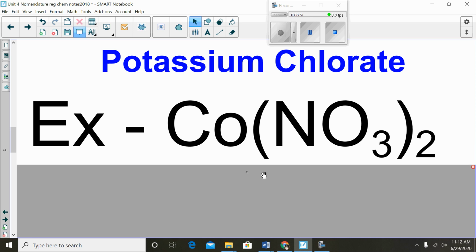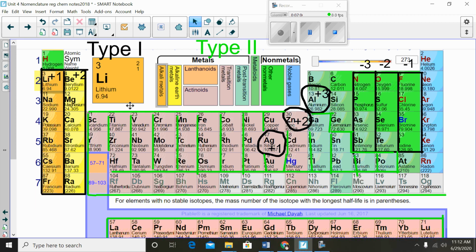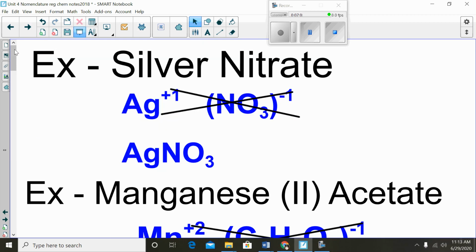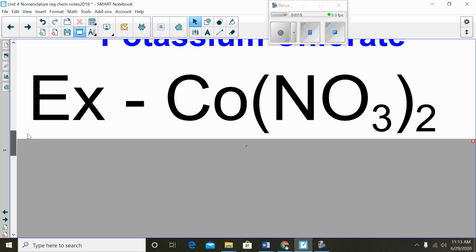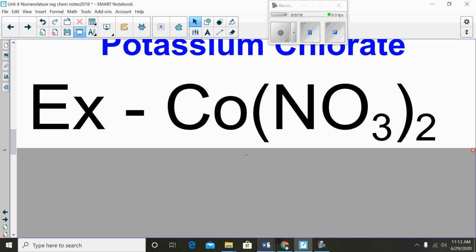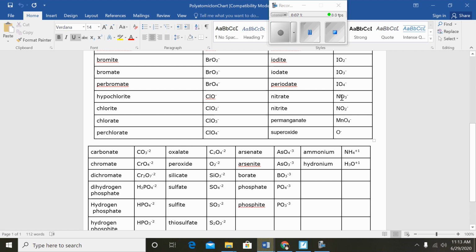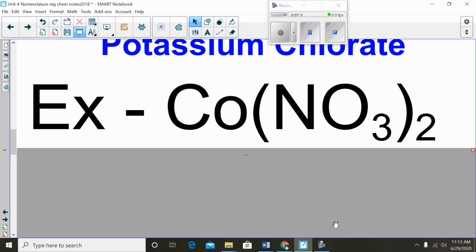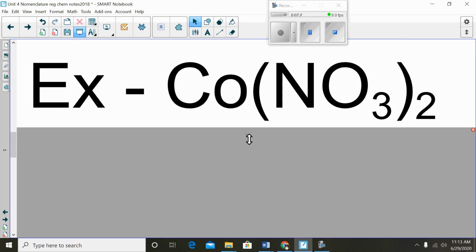Next, CoNO3 2. So Co is actually cobalt, and cobalt is in my type 2 section, so I will need a Roman numeral. Now NO3 is nitrate, and it has a -1 charge, and we're going to need that to solve for our Roman numeral. So you solve this the same way you solved it for your type 2s, except your anion now is a polyatomic, but the charge is still known.